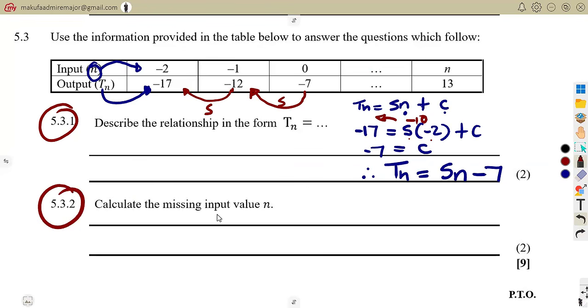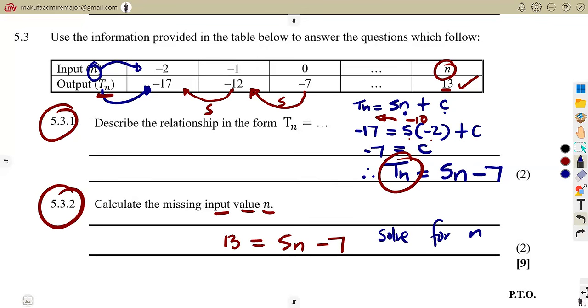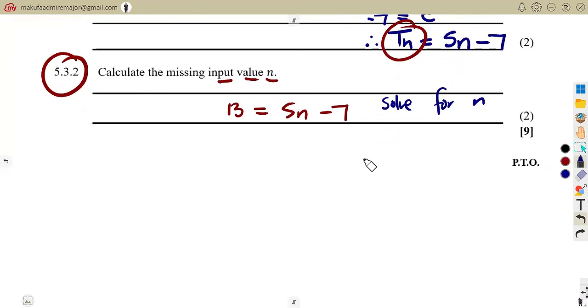Calculate the missing input value n. What are we given? We are given the output. We are given Tn. So you can just substitute: Tn is given as 13. So 13 is equal to 5n minus 7. What have you formed? An equation where you can solve for n. This is a linear equation, so you can solve for n.